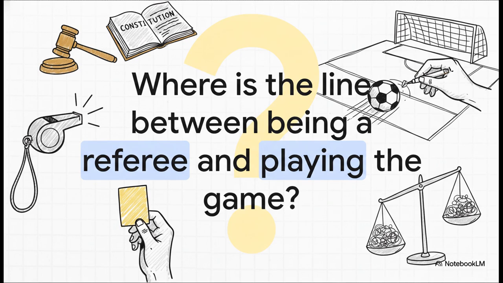And that leaves us with this final, crucial question. We know the judiciary must be the guardian of the Constitution. We know it must be the referee. But in an ever-evolving society with new challenges, where exactly do we draw that line between blowing the whistle and starting to play the game? That is the delicate, ongoing balancing act at the very heart of modern constitutional democracy.